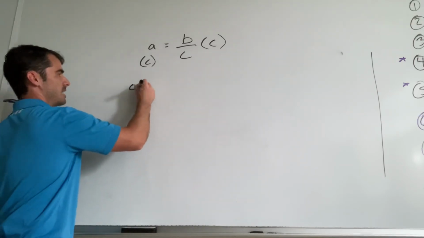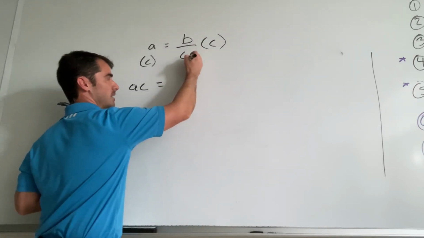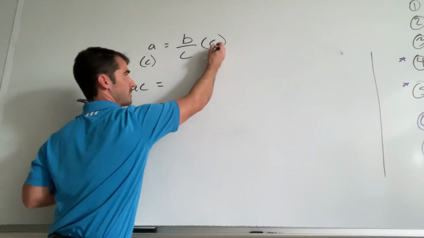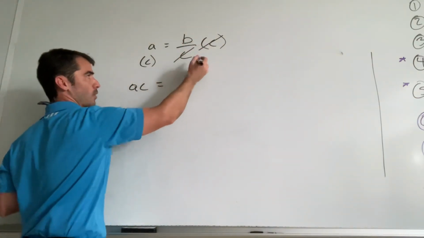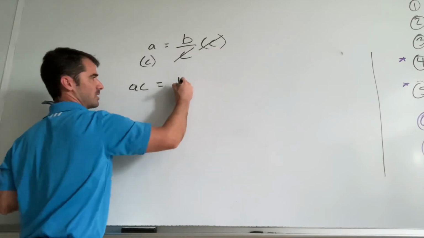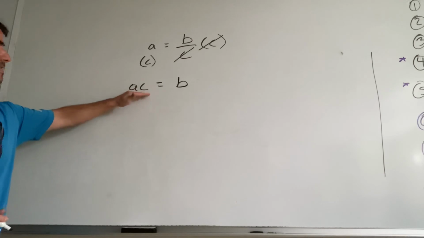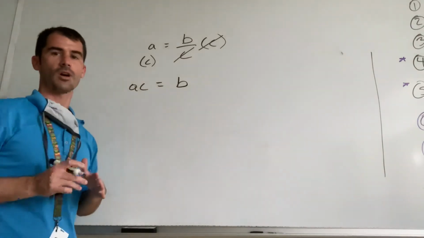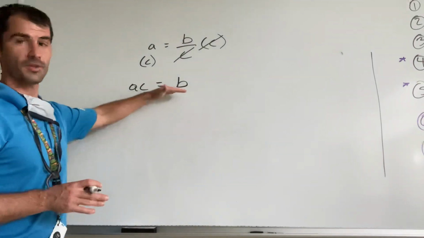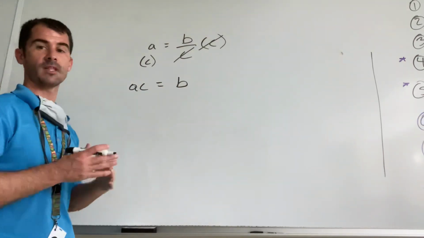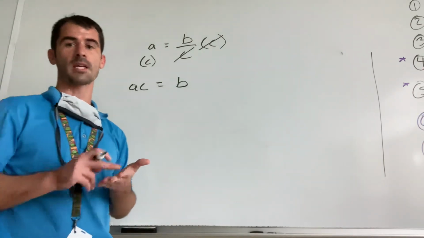So this becomes ac. And like I said earlier, if you divide by a number and then multiply by that same number, it's as if it never happened. So you're left with b over 1, which is just b. So ac equals b. This is all the same process, using the same letters, but these are all different problems. So I showed you how to undo addition, subtraction, multiplication, and division.